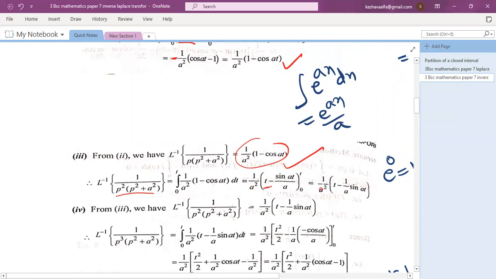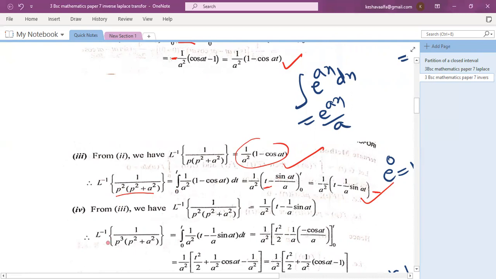Apply upper limit minus lower limit, that is minus 1 by a square. Upper limit is t. t minus 1 by a sin a t minus lower limit. So lower limit is 0, that is 0 minus sin 0. Sin 0 also 0. So 0 minus 0, 0. So no need of lower limit, only we get upper limit. That is 1 by a square, t minus 1 by a sin a t. This is L inverse of 1 by p square into p square plus a square value.